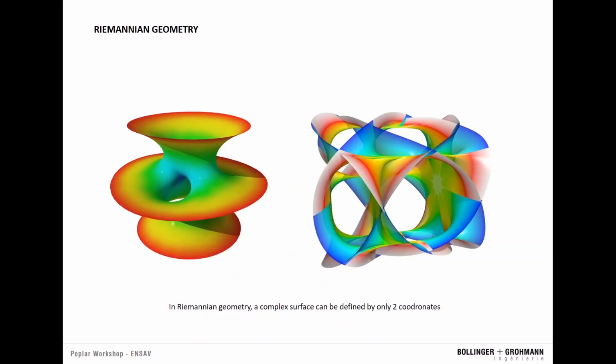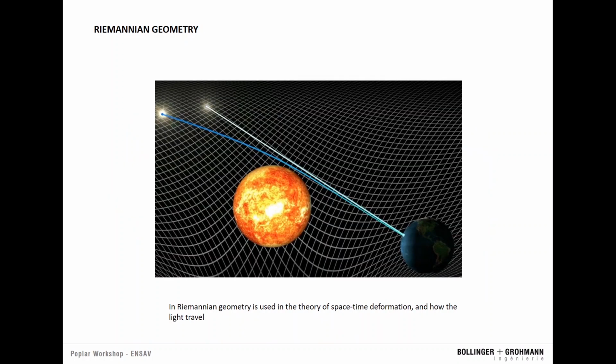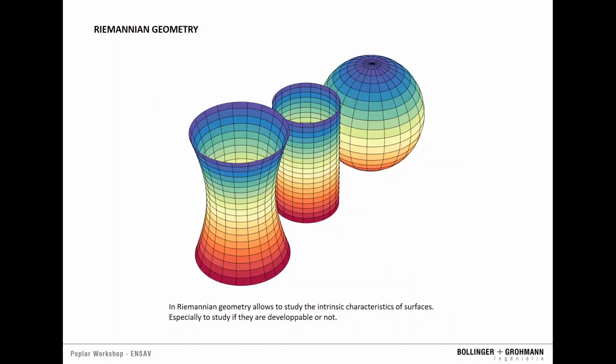It is also useful when you want to describe very complex surfaces, to use Riemannian geometry, or when you want to describe space itself, but we will not do this today. It is also convenient when you want to describe the intrinsic characteristics of surfaces, which are basically the curvature it has, and this is what we are interested in today.